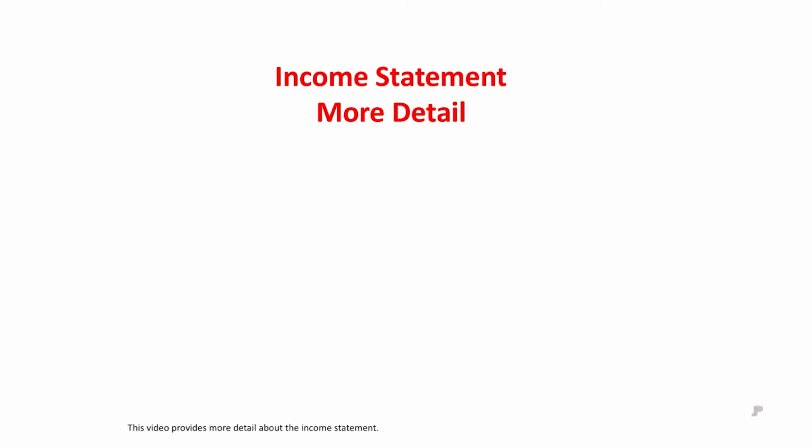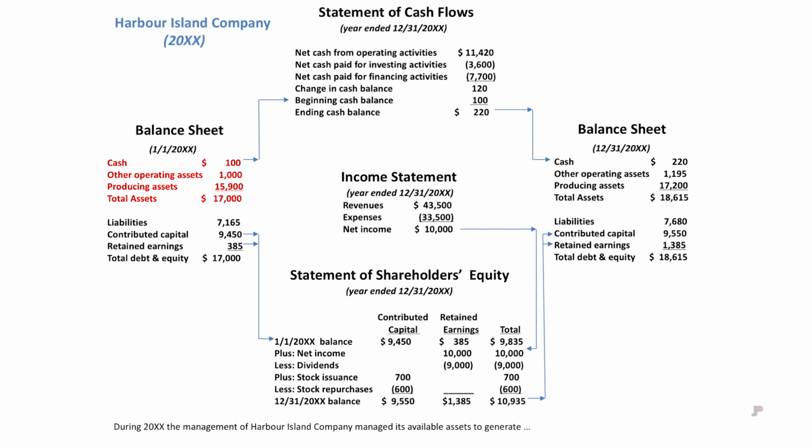This video provides more detail about the income statement. During 2000XX, the management of Harbor Island Company managed its available assets to generate revenues of $43,500, which exceeded expenses of $33,500, leading to net income of $10,000, all of which are described on the income statement, a record of the financial performance of Harbor Island during 2000XX.